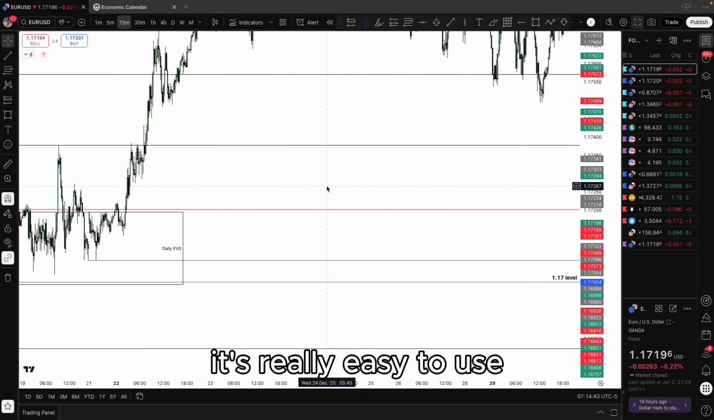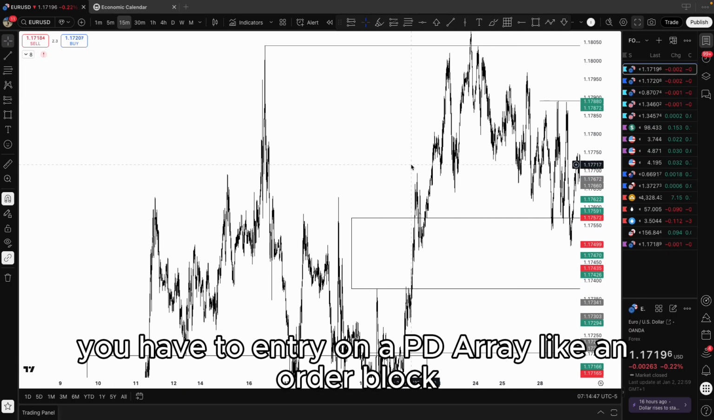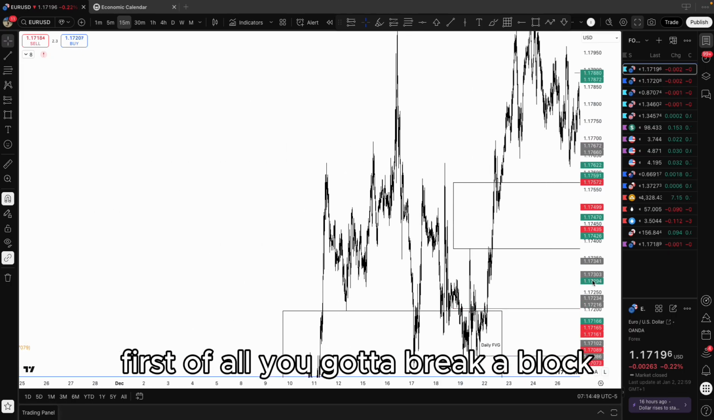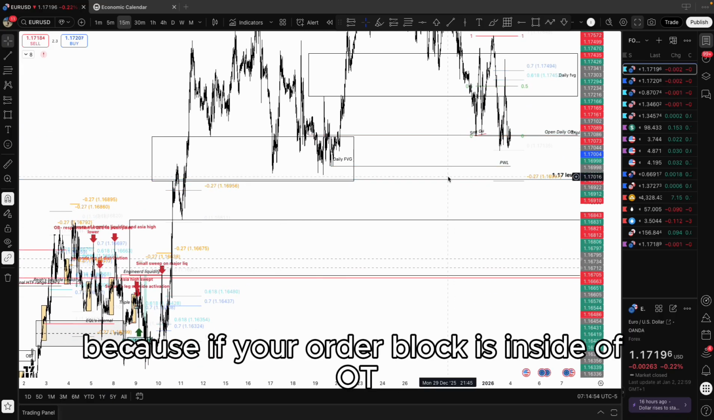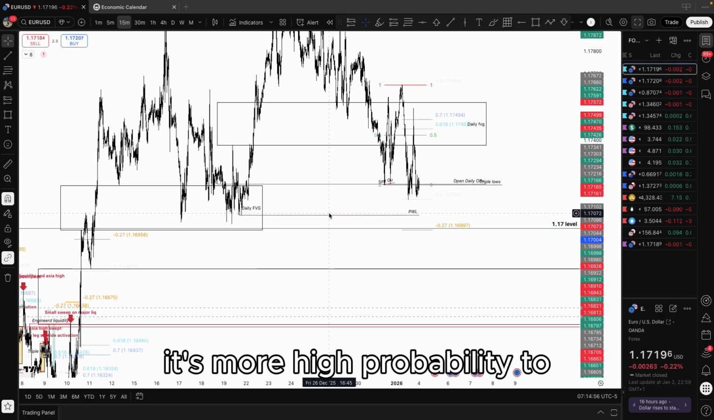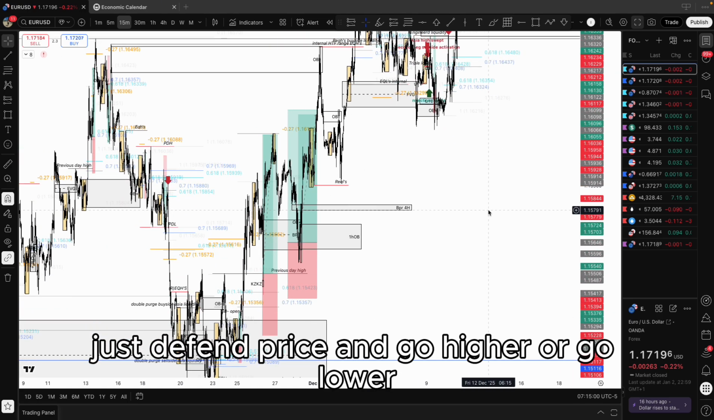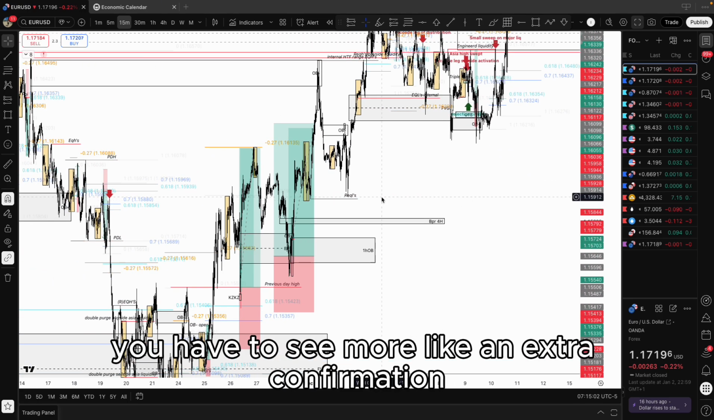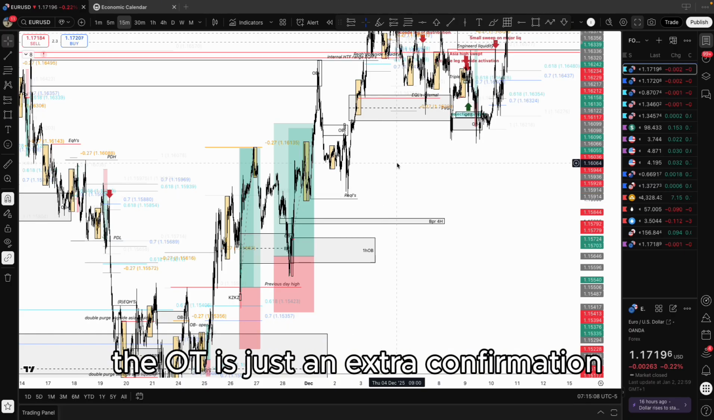It's really easy to use. It's more like an extra confirmation for entry, because you cannot only enter on the Fibonacci, you have to enter on a PDRA like an order block, fair value gap, breaker block, etc. But you can use it as an extra confirmation, because if your order block is inside of OT, it's more high probability to just defend price and go higher or go lower. You have to see it more like an extra confirmation, not an entry. An entry is the order block or the fair value gap. The OT is just an extra confirmation.